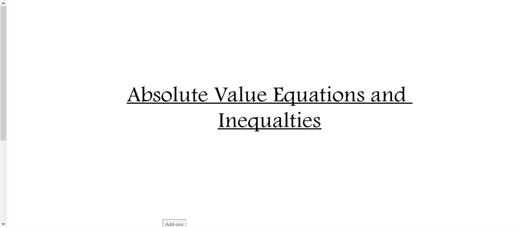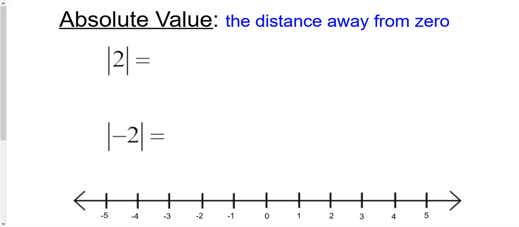Absolute value equations and inequalities. Absolute value is the distance away from 0. So for example, the absolute value of 2 is 2, because on a number line, the number 2 is 2 jumps away from 0.